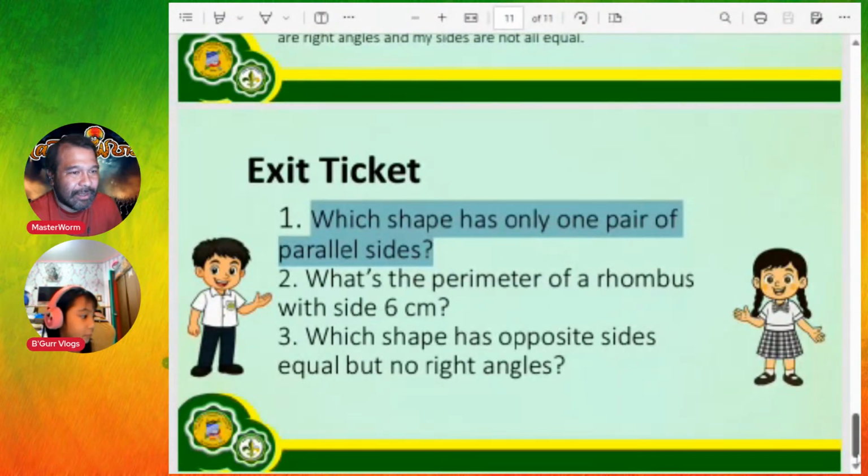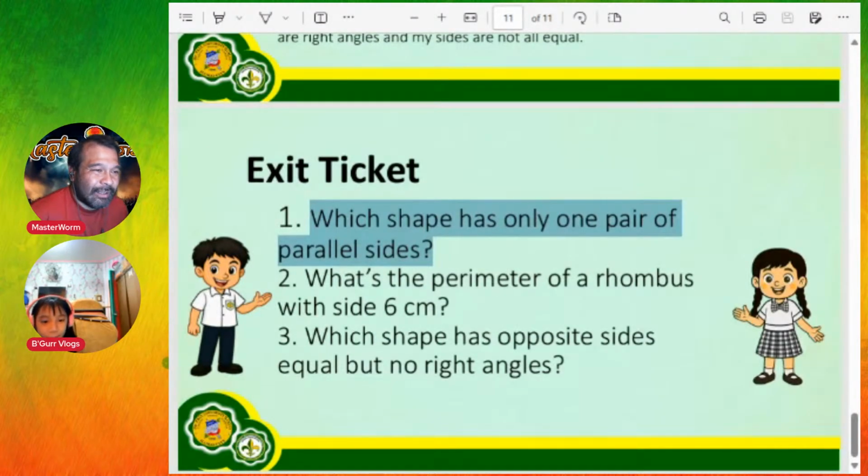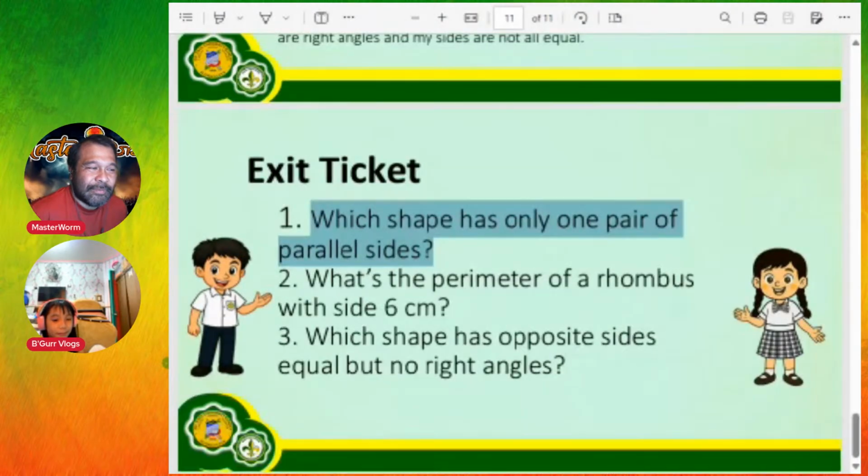Okay, what is the perimeter of a rhombus with a side of 6 centimeters? When you add only the 4 sides. So 6 times 4, how much? You will add 6 four times.